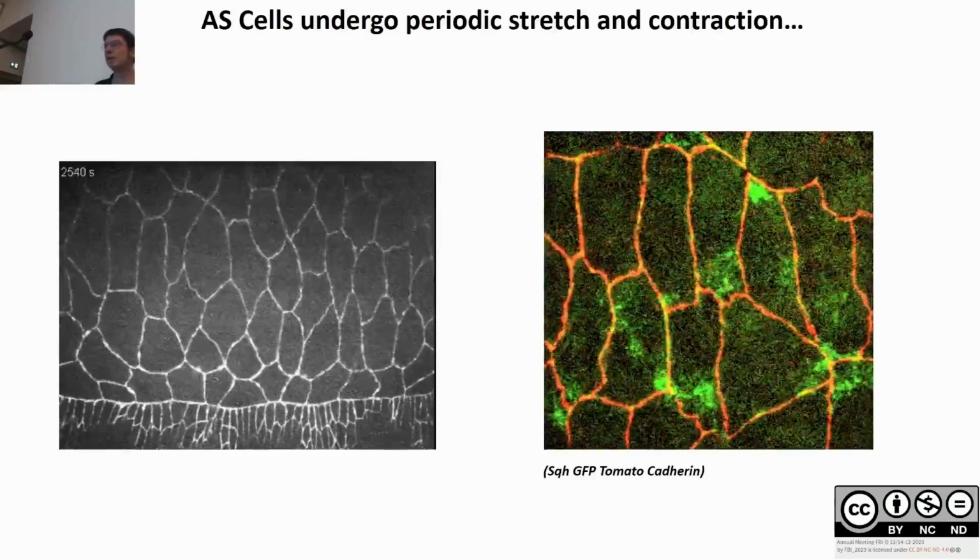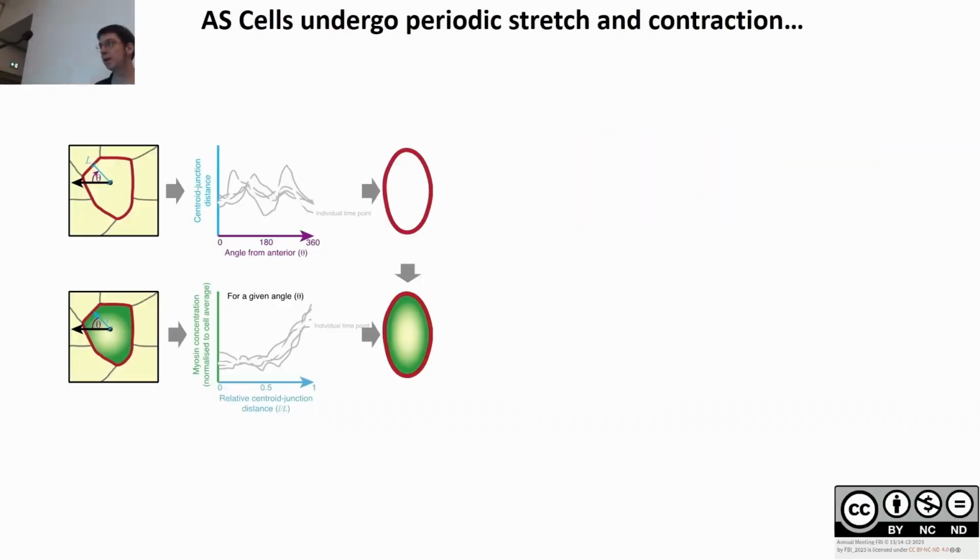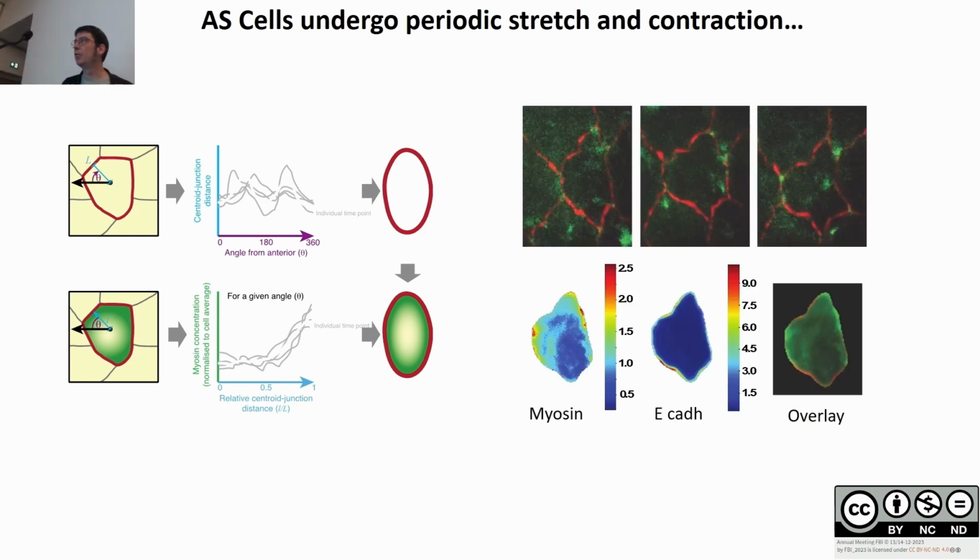But this is just on a few examples, so if we want to quantify that, we developed methods to generate what we call an average cell. On one hand, we scan the periphery of the cell and average the cell border, and on the other hand, we scan the inside and locate where the myosin is within the cell. By that means, we can follow individual cells over time and generate the average cell over time.